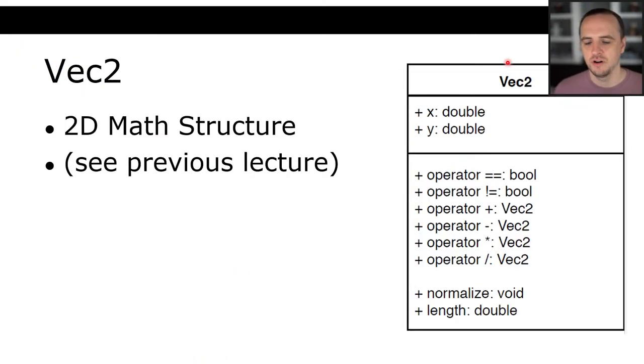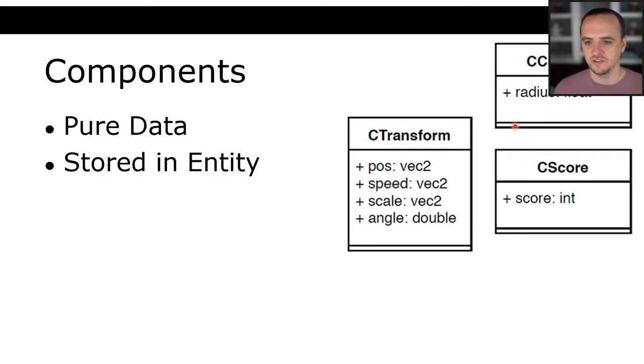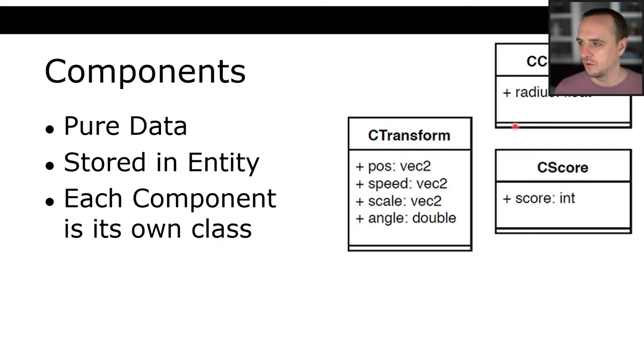So as we remembered from last time, the Vec2 class is going to be our 2D math structure. It's going to have an X and a Y component. We're going to have our components for this course. They're going to be pure data. The components are stored within the entity class, and each component has its own class.